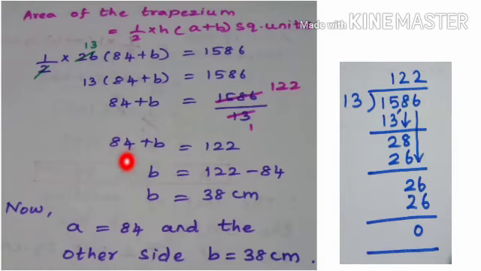Now in the next step, 84 plus b is equal to 122 we get. Now in the next step, b is equal to, here this plus 84, when it crosses the equal to sign, becomes minus 84. So we know that 122 minus 84 is 38, which is the length of the other side.